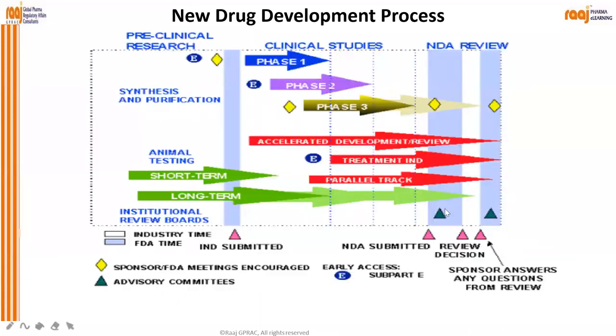So this is a popular chart you will find everywhere: phase one, phase two, phase three, phase four, and all. Once you submit an NDA, then only can one list their product in the Orange Book. And once your product is listed in the Orange Book and you get the NDA number, then only can anyone else go for the ANDA.